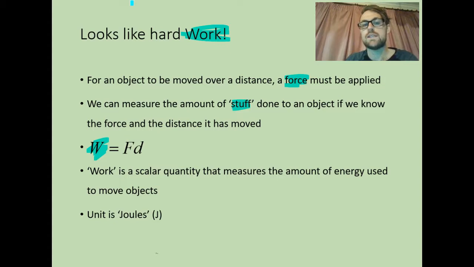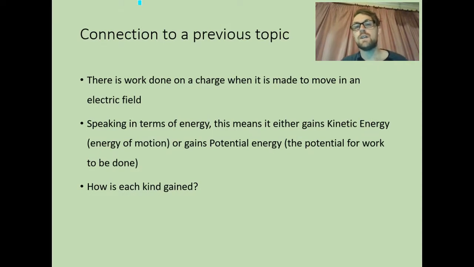So work is a scalar quantity, and it measures the amount of energy used to move an object. It's also measured in joules. Okay, so there's work done on a charge when it's moving in an electric field, and if we talk about this in terms of energy, it means that the object either gains kinetic energy or it gains potential energy, and the way that works is dependent on which way our object moves.